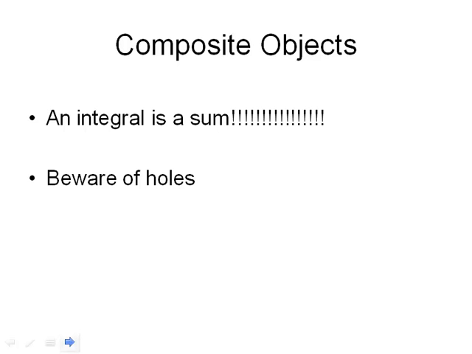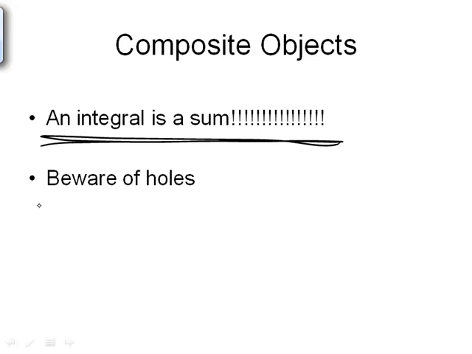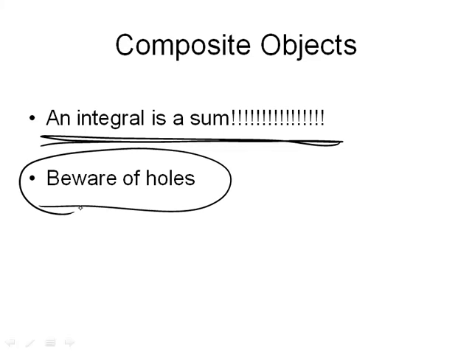Now if I have objects that are created by a lot of different objects, keep in mind an integral is a sum. So as I go to find the moment of inertia of a composite object, I have to consider adding it all together. One thing you want to do is beware of holes. Holes are objects of negative mass, because basically how do you dig a hole? You take mass away. So these are objects of negative mass.